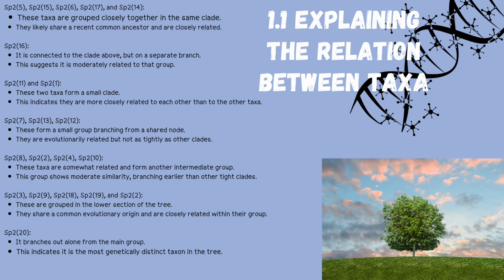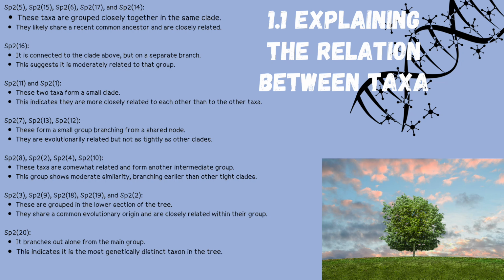sp2 7, sp2 13, and sp2 12. This forms a small group branching from a shared node. They are evolutionarily related but not as tightly as other clades. sp2 8, sp2 2, sp2 4, sp2 10. These taxa are somewhat related and form another intermediate group. These groups show moderate similarity, branching earlier than other clades.